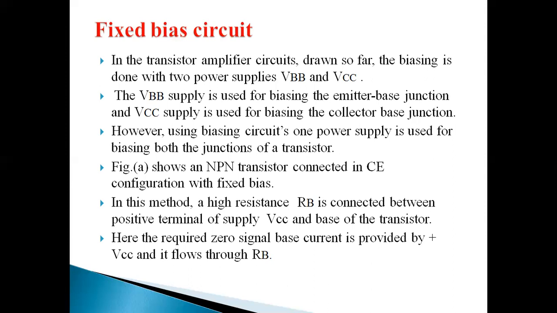The process of raising the strength of a weak signal to the required level, without changing its general shape as well as its frequency, is known as faithful amplification. The key factor for achieving faithful amplification is that the base emitter junction of the transistor remains forward biased and the collector junction remains reverse biased. This is known as transistor biasing.